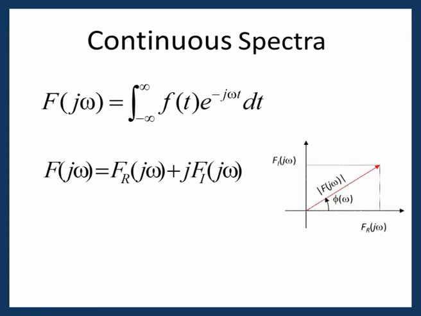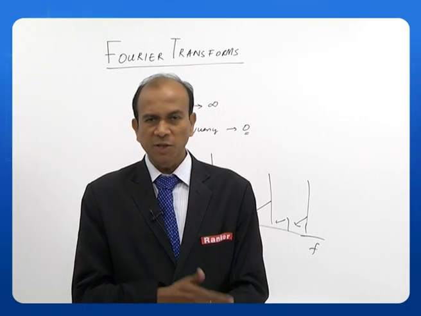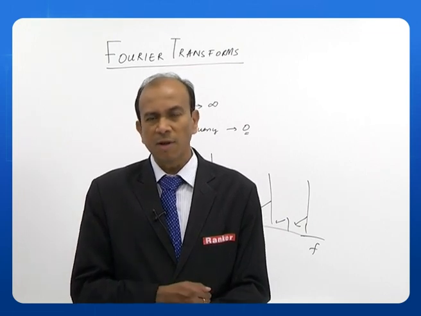So, if you draw this, I will have the amplitude of the spectrum, which we indicate by the modulus of F(jω), and there is a phase angle associated with it, that is e to the power of jφ(ω). The figure shows the mapping between the real component and the imaginary component of F. We show the amplitude of F(jω) and also the phase angle, which we indicate by φ(ω). So, |F(jω)| gives you the magnitude, and this gives you the phase of the spectrum.